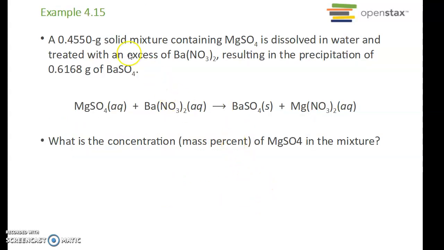For example, if you have 0.4550 grams solid mixture containing magnesium sulfate dissolved in water and is treated with an excess of barium nitrate, you get a precipitate of barium sulfate of 0.6168 grams. Okay, what's the mass percent of magnesium sulfate that was in the mixture?